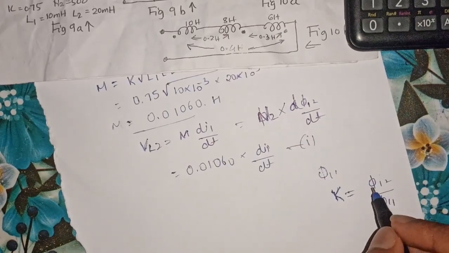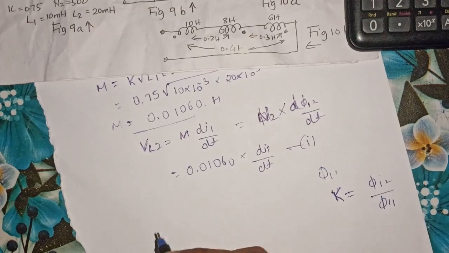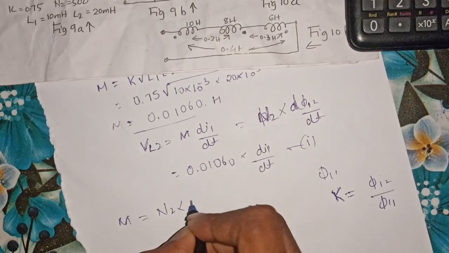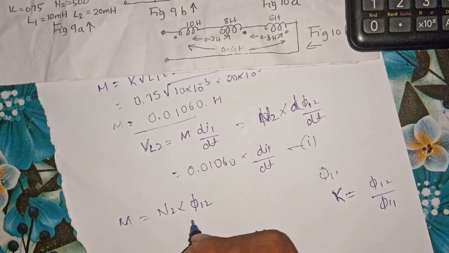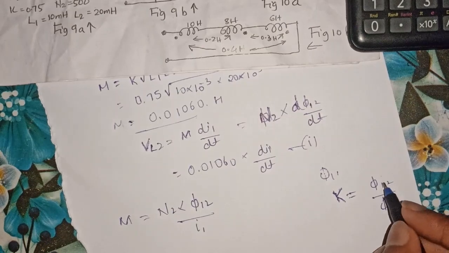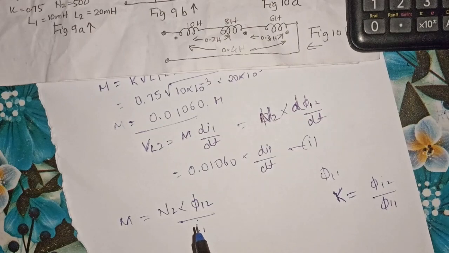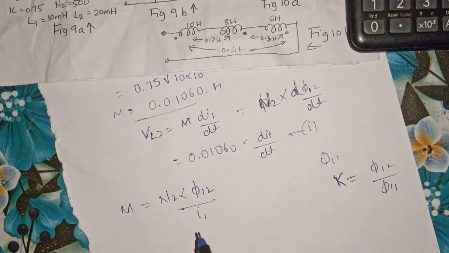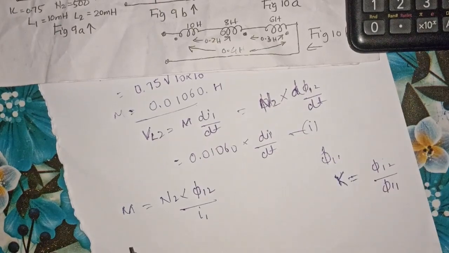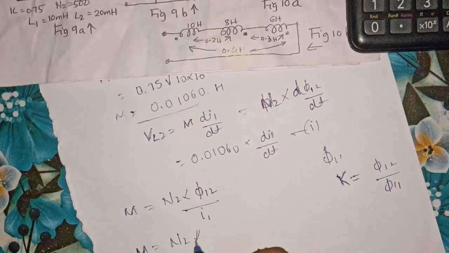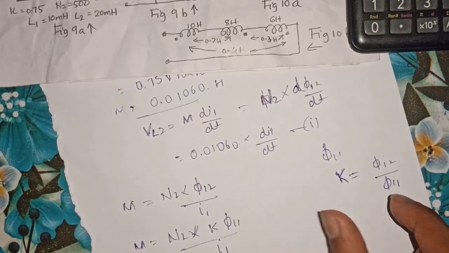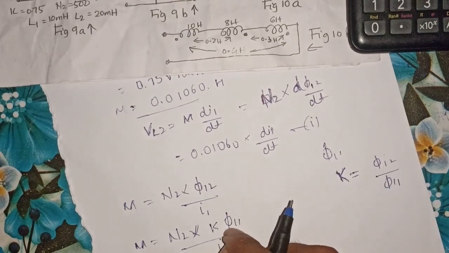Yes, I should know the value of φ12. In order to obtain the value of φ12, we know that mutual inductance M is equal to N2 φ12 by I1. Since I want to know the value of φ11, I need to know the value of φ12. But the question asked here is to find out the value of φ11, which will be M is equal to N2 into k into φ11. Directly I can use this formula in this equation in order to calculate the value of φ11.